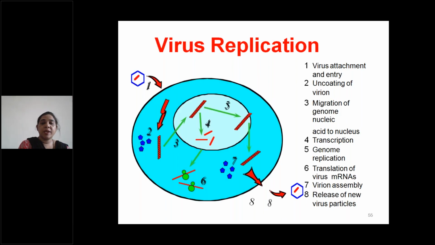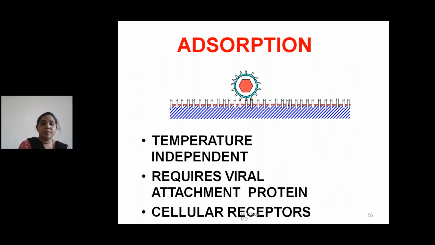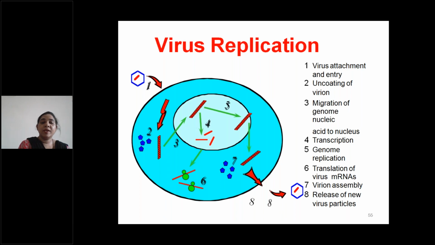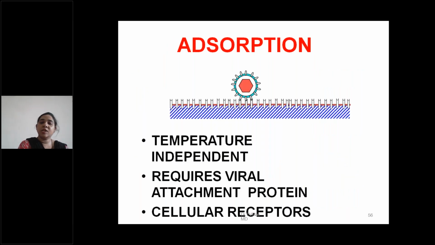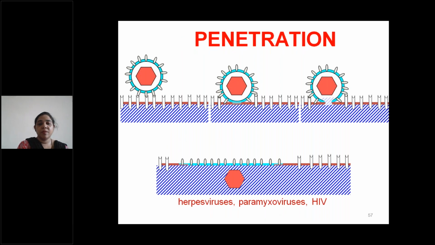So, first one is what? First one is attachment. For any virus particle to cause infection, it has to first attach to the cell surface. That is called adsorption. Adsorption is usually temperature dependent and requires viral attachment proteins and cellular receptors.